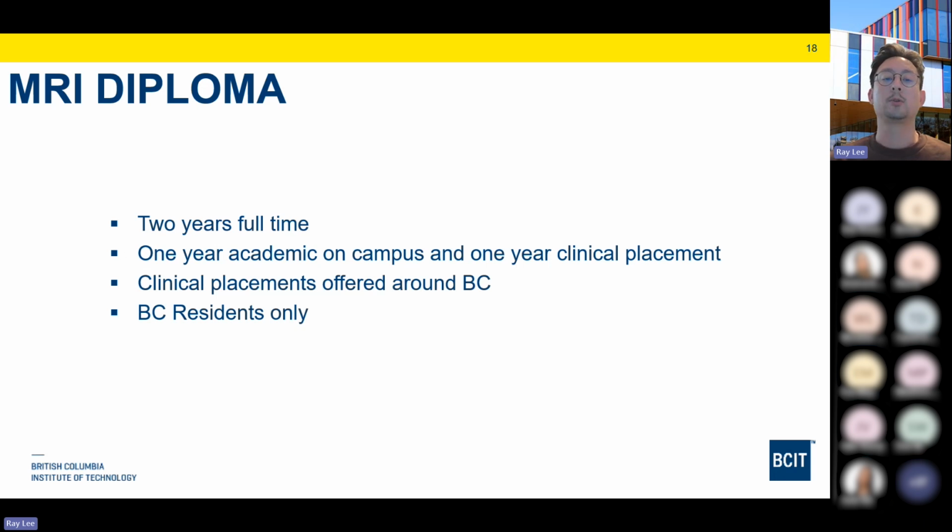And then you are also given external rotations through different MRI areas. You don't necessarily have to work at a hospital after graduating from the program.